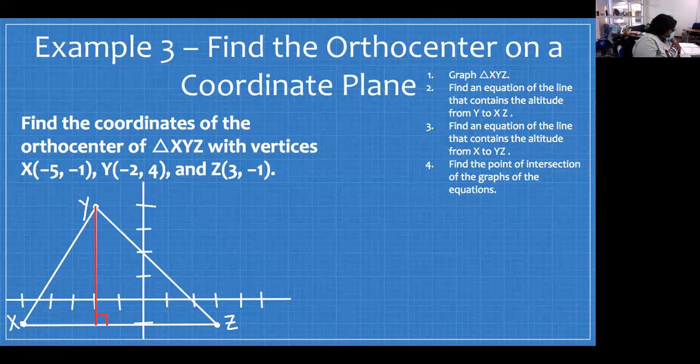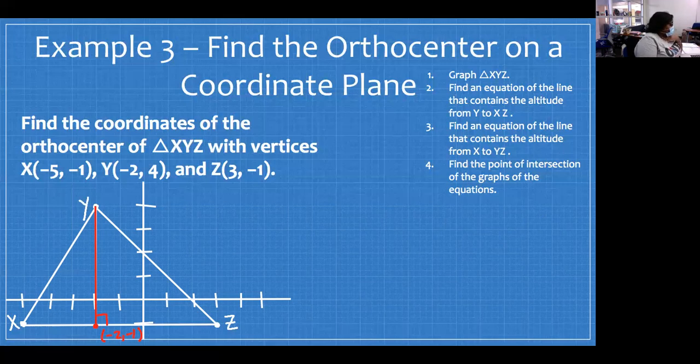So what point is this here? This is -2, -1. Okay. All right. So we have one altitude already. So we just need to get one more so that we can find the perpendicular line. So do we want to get the line that goes from z to xy, or do we want to get the line that goes from x to yz? It honestly does not matter. So let's find the slopes and see which ones we may prefer to work with.